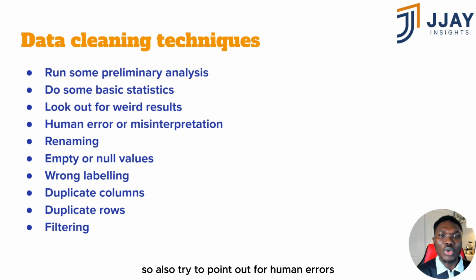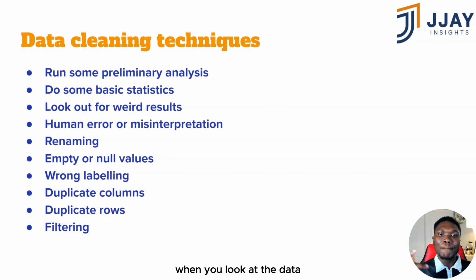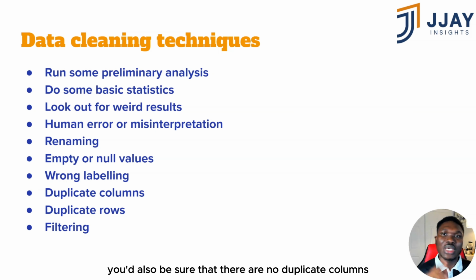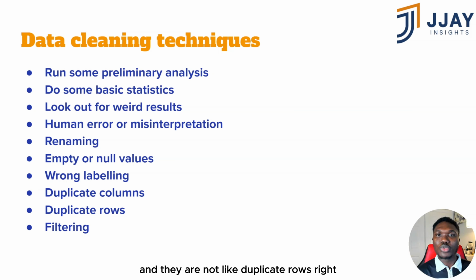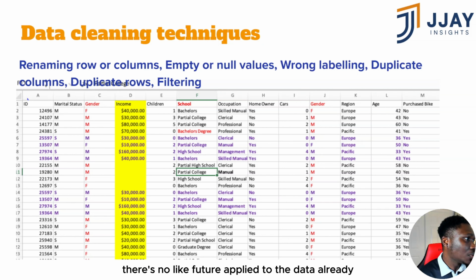So also try to point out human errors and misinterpretation. Ensure that things are properly named. Look out for empty or non-values, and you also want to be sure that there's no wrong labeling. So those are the things you start to check out when you look at the data. You'd also be sure that there are no duplicate columns and no duplicate rows, right? Also be sure that there's no filtering applied to the data already.